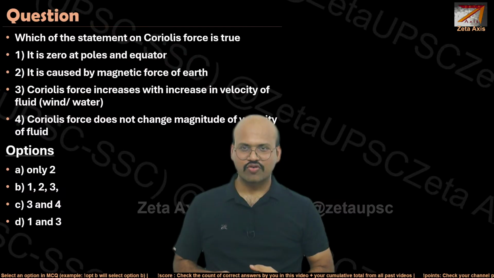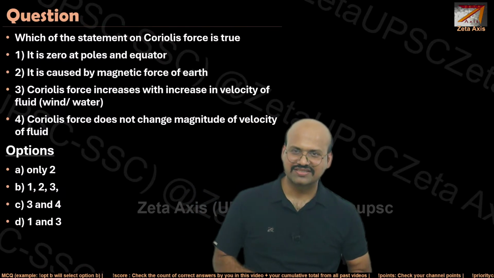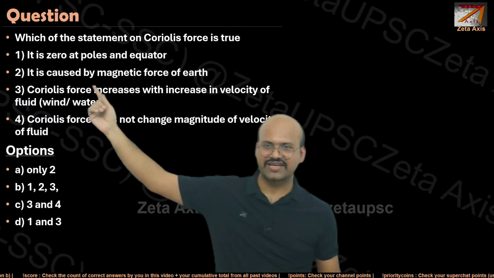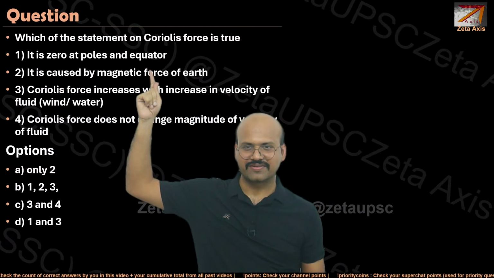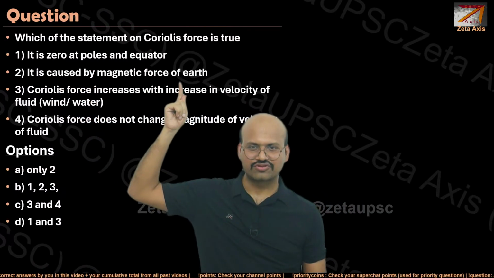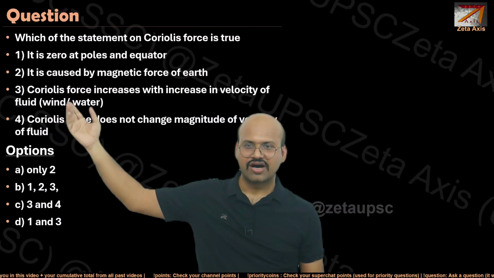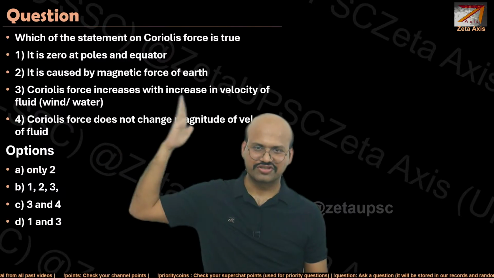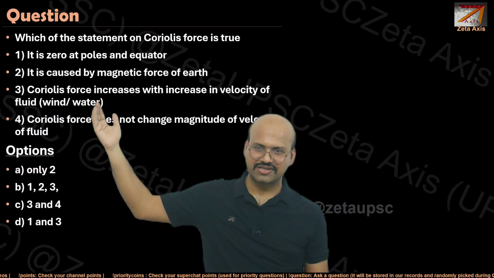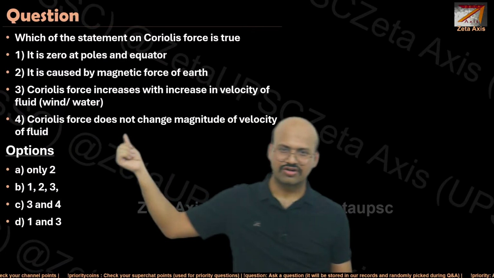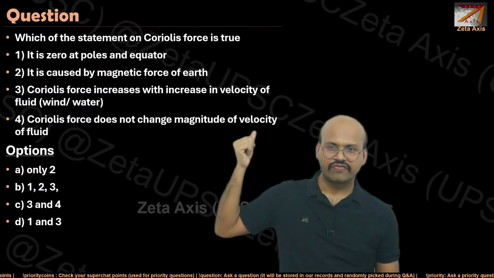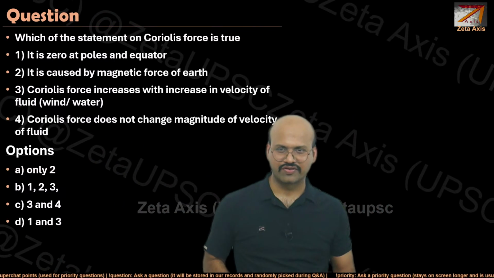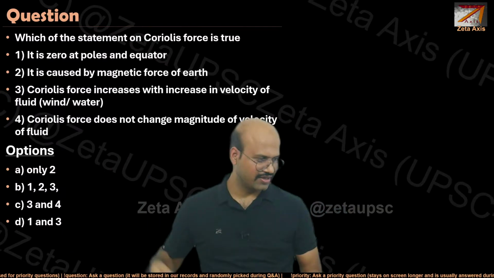Now here is another question. This question is about Coriolis force, and there are some statements. It says that it is zero at poles and equator. It is caused by magnetic force of earth. Coriolis force increases with increase in velocity of the fluid, that is wind or water. So if the velocity increases, the Coriolis force also increases, and Coriolis force does not change magnitude of velocity of the fluid. So basically it means that Coriolis force will not change the velocity of the fluid. Whichever option you feel, you can select.